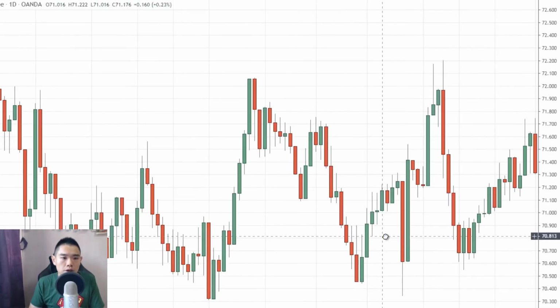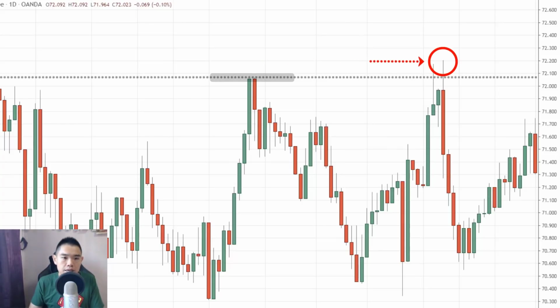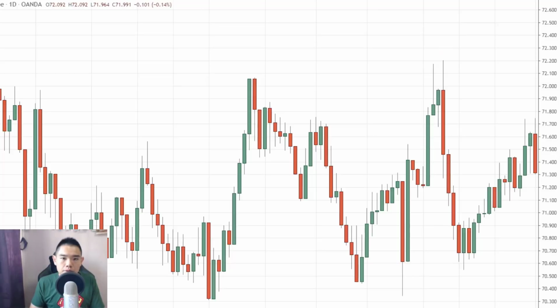Another one, dollar against the Indian rupee. Where is the false break? Over here. Price took out these highs, okay, only to reverse down lower. Dollar against the Indian rupee. Does it make sense? And one more example.